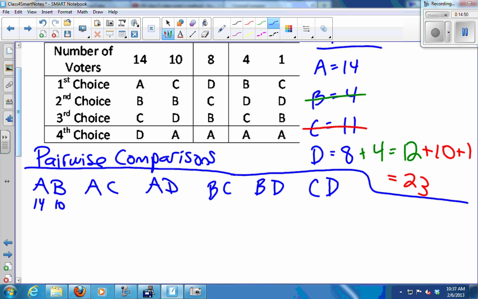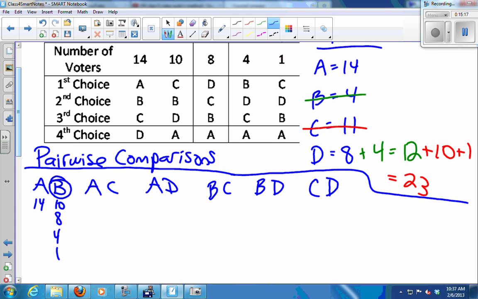And then these last 8 people, they have to choose. Who would they pick? B. And these 4 people have to choose, and they would pick B, because they have it ranked above A. And then this last person, who would they pick? B, ranked above A. Okay, so B wins that matchup.